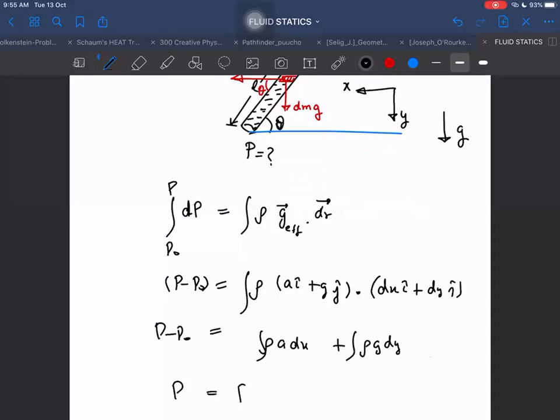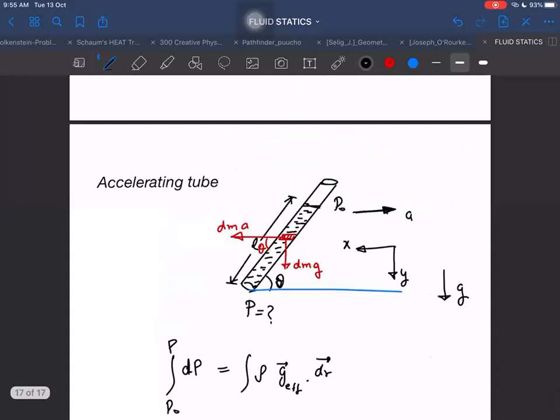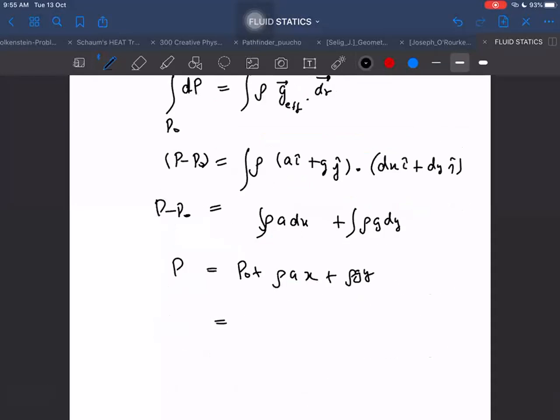What is P equal to? P naught plus rho A total x plus rho G total y. What is total x from here to here? What is total y from here to here? That is L cos theta, sir. X is L cos theta. Y is L sin theta. That is the answer. Okay, sir.